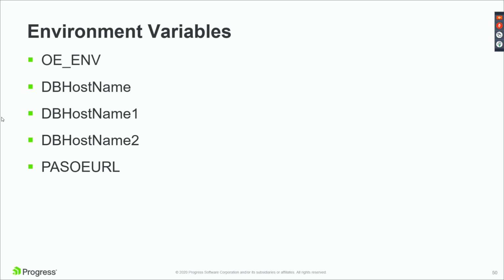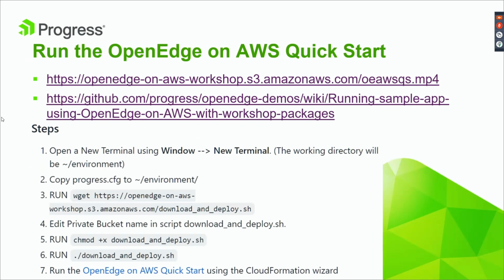Okay, so what if you want to run this yourself? Well, you are in luck, because here are the steps on how to do this yourself if you want to. And you can do this today, right after this presentation. Okay, so you can go to the OpenEdge and AWS workshop, S3 Amazon AWS.com, OE AWS Quick QS, MP4 for a video showing you how this is done. You can also visit this GitHub page with the steps.